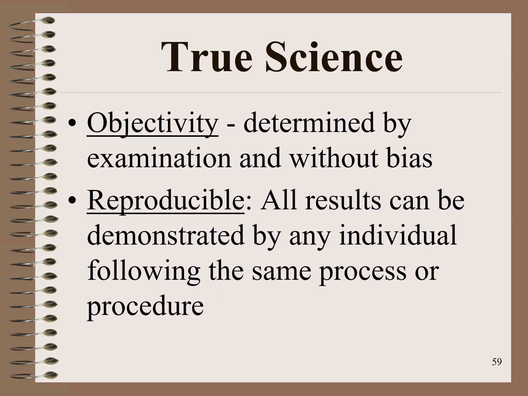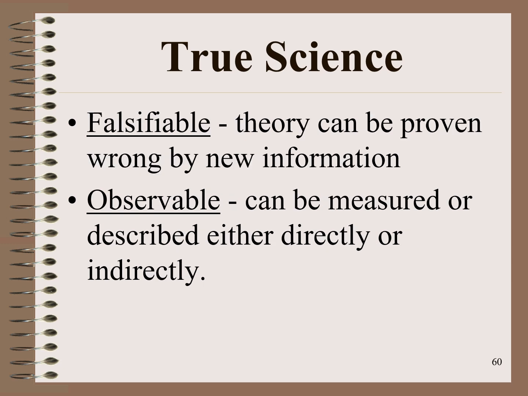Remember, in true science, your work must be objective and reproducible. Objectivity means that your work was determined by direct examination and without bias. As for reproducible, this means that all your results can be demonstrated by any individual following the same process or procedure. In addition, true science must also be falsifiable. This means that your theory can be proven wrong by new information. It must also be observable, which means that it can be measured or described either directly or indirectly.